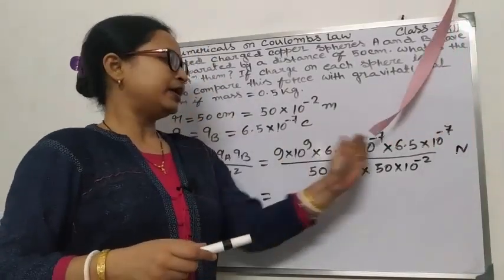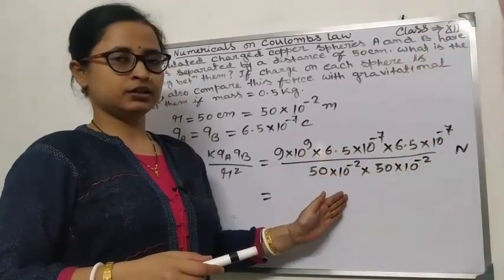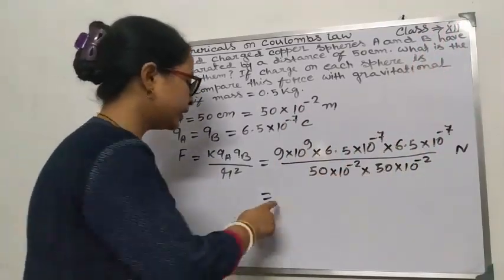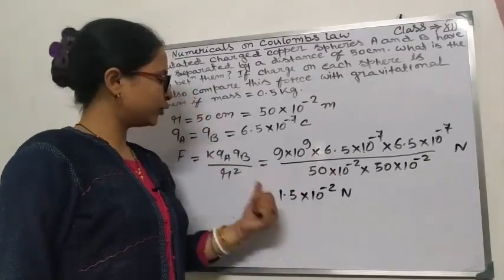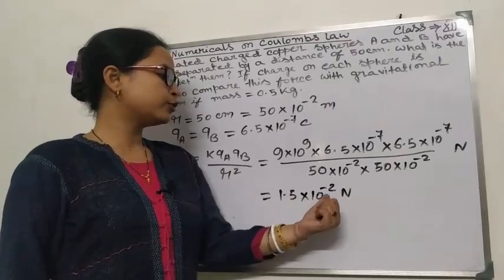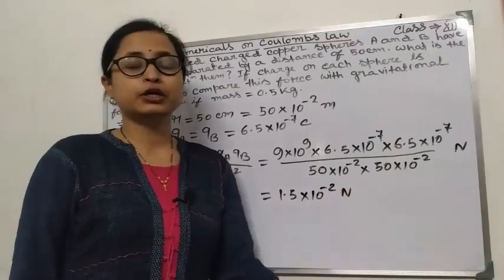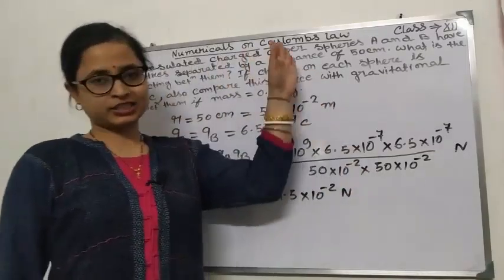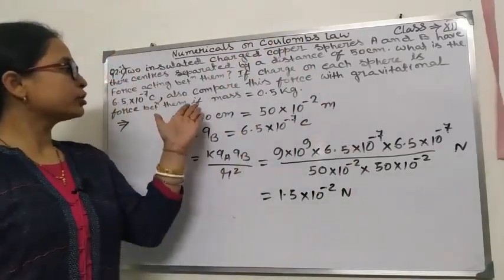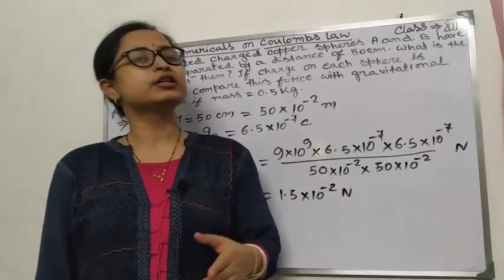After multiplying this and dividing by R square, you will get... So you have to use the same method of calculation. After calculating this, you will get 1.5 into 10 to the power minus 2 Newton. So this is the electric force acting between these two charged spheres. Clear? Now the question is, you have to compare with the gravitational force also.